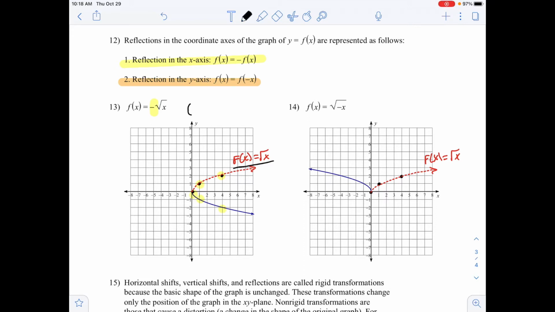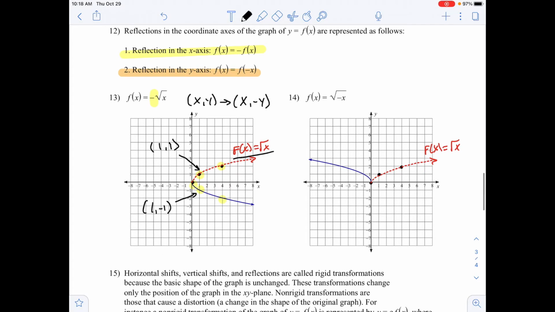Now you can look at it this way in terms of the reflection. If you have your original, which is x comma y, a reflection in the x-axis is going to give you x comma negative y. So we have here, this point is 1 comma 1. That is the parent function. And then this point would be 1 comma negative 1, which is the reflection over the x-axis. Okay? So let's look at 14.